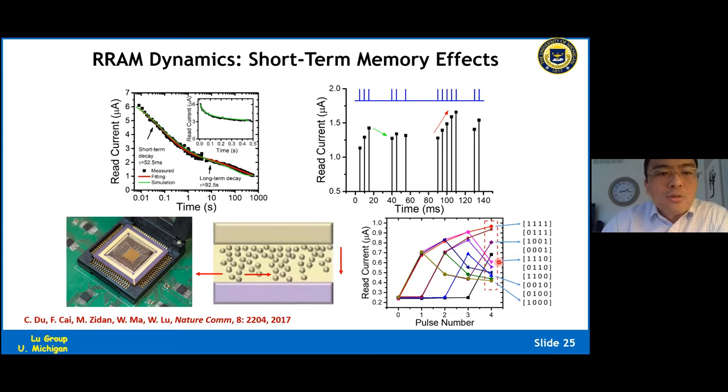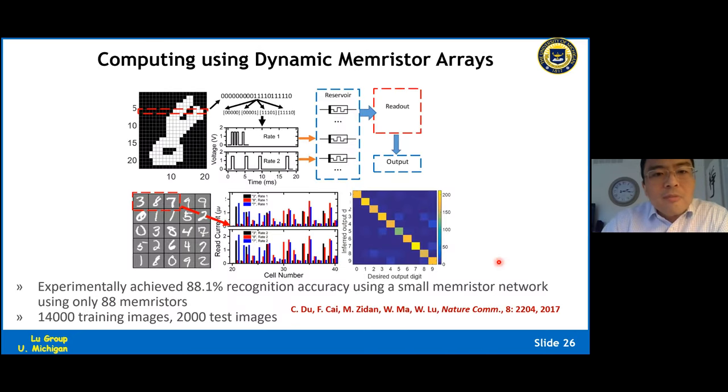So the question is, how do you use this for computing? In fact, again, first, short-term memory is an important effect even in biology, right? But second, we didn't develop the algorithm, this already existed in the computing science literature. People developed a system that can perform computing using only this short-term memory. This system is called a reservoir computing system.